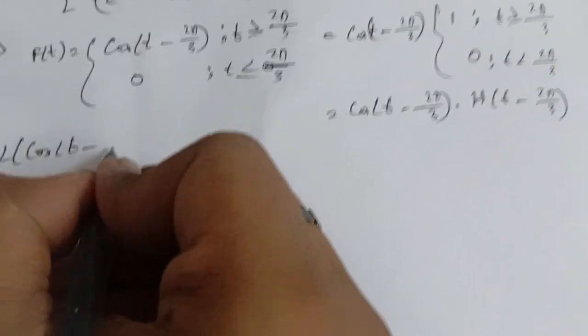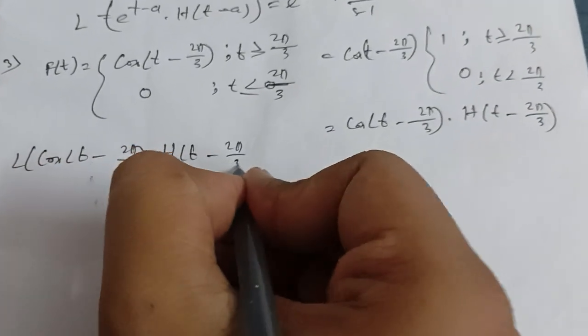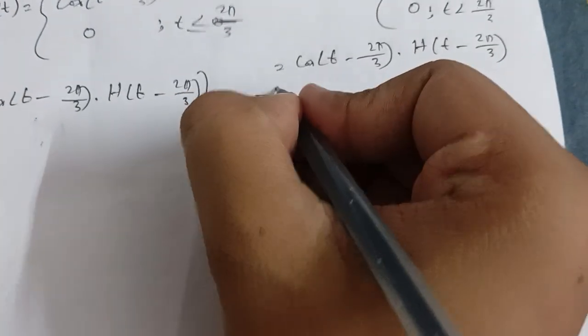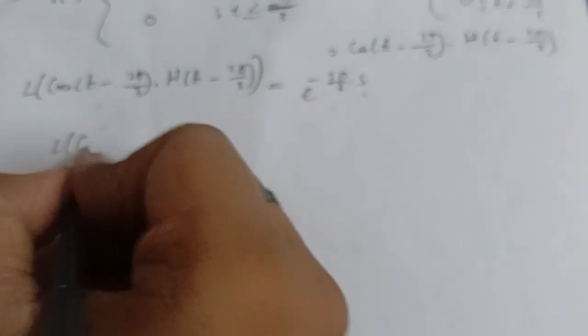Here a is equal to 2 pi by 3. So Laplace of cos(t minus 2 pi by 3) times h(t minus 2 pi by 3) is equal to, as here a is equal to 2 pi by 3, so here it will be e power minus 2 pi by 3 s times F(s), where F(s) is Laplace of cos t.